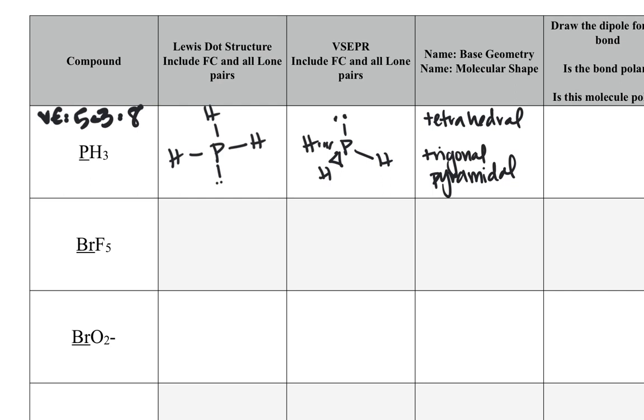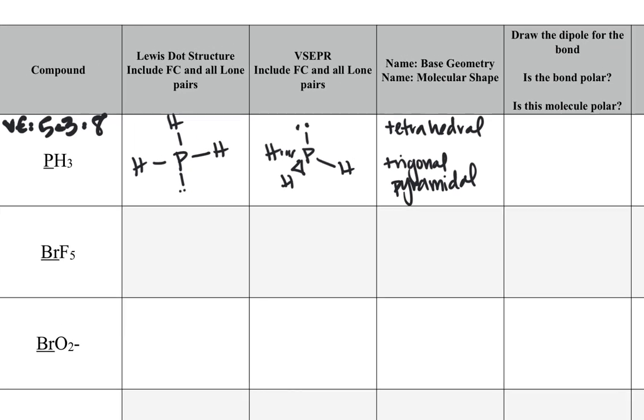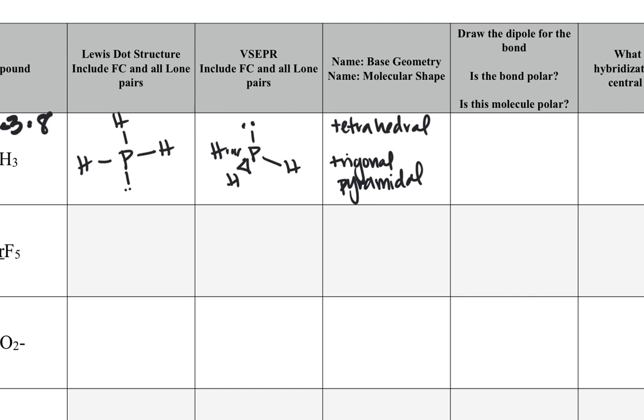So the next part of this is going to ask about the dipole moment. So with dipole moments, there are 2 things to note. One, if the bond is not polar, the molecule can't be polar. If the bond is polar, that doesn't mean that the molecule is polar. So to determine if it's polar, we're going to use electronegativity.